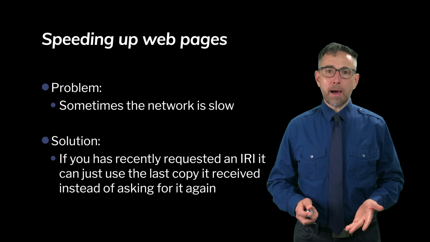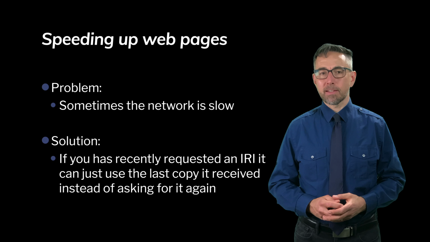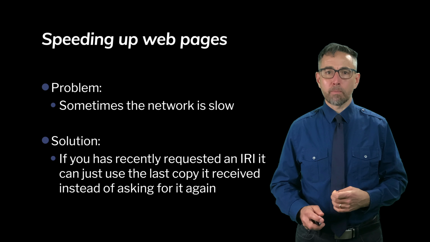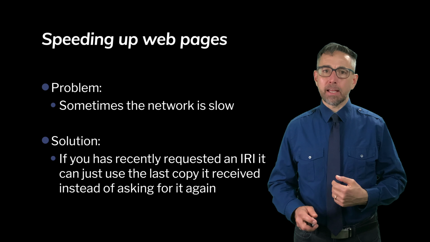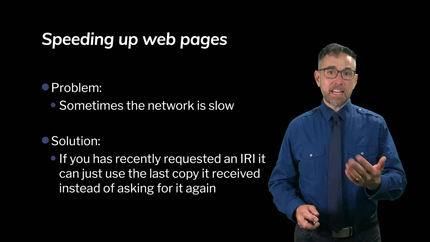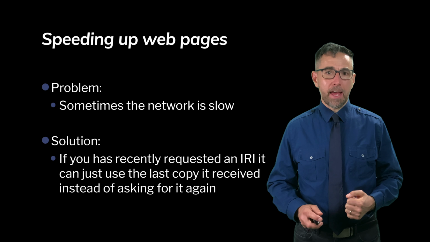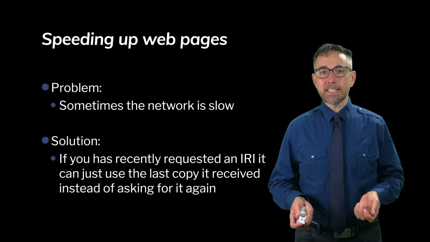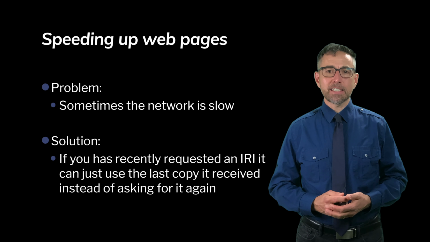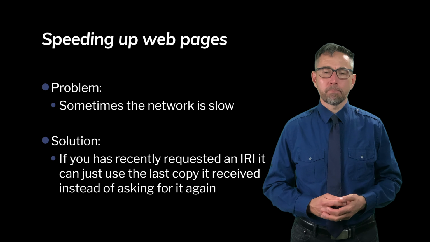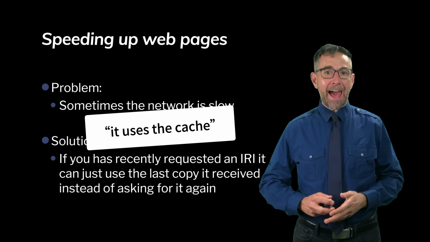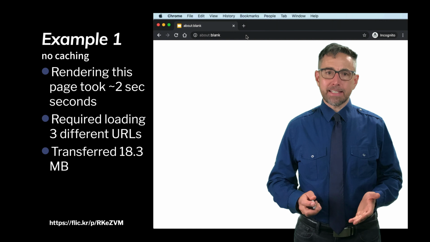One of the solutions to a problem like this is to recognize that if you have recently asked for that picture from a remote resource, rather than asking for it again, why not use the copy of that resource that you loaded last time? Just save a local copy so that you don't have to go out to the internet and get that copy again. So if you have recently requested an IRI or an internationalized URL, you can just use the last copy you received instead of asking for it again. This is something that the browser does automatically. It uses the cache.